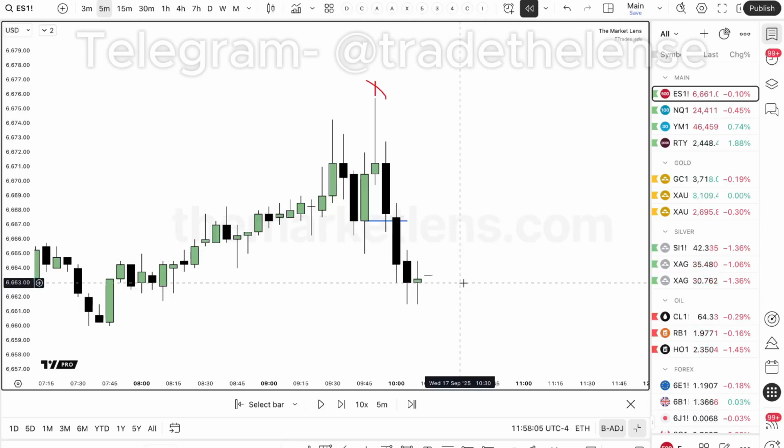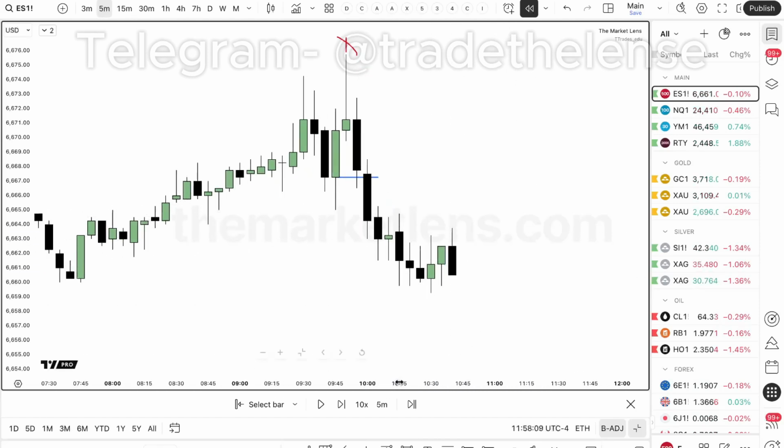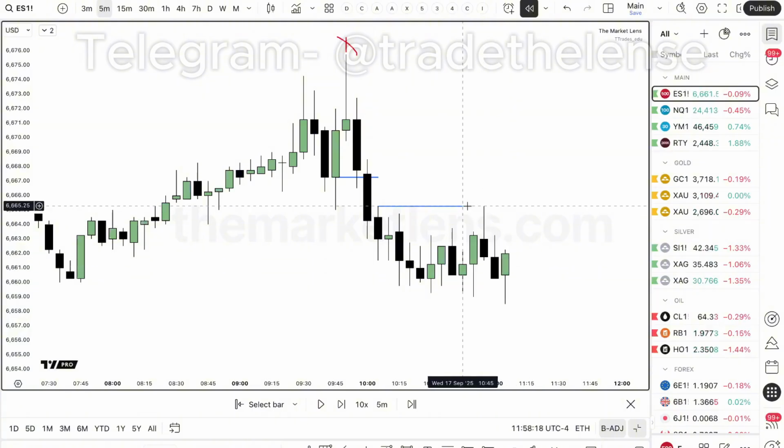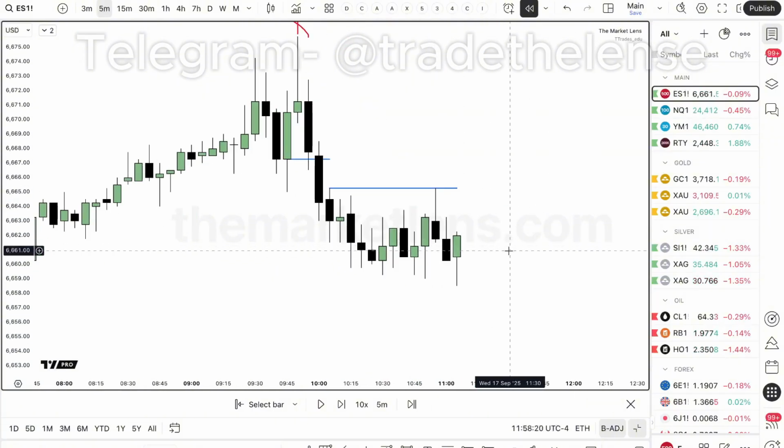Now we have fair value gaps, right? So now if I'm trying to short this, I need price to either, one, reach into a fair value gap or take out a high. I'm not trying to trade this high unless it trades into the fair value gap. So right there, I don't take that, right?